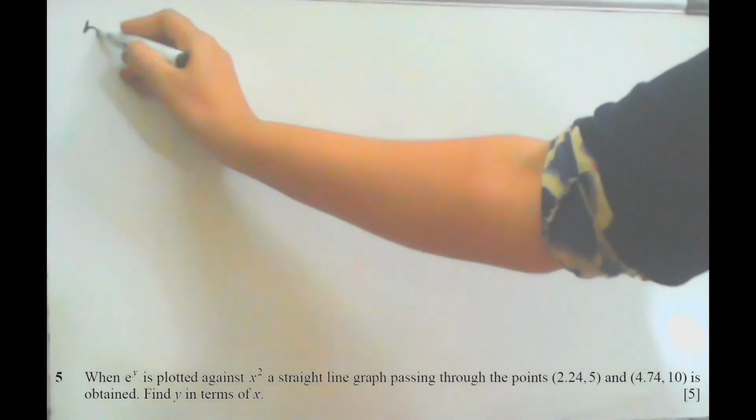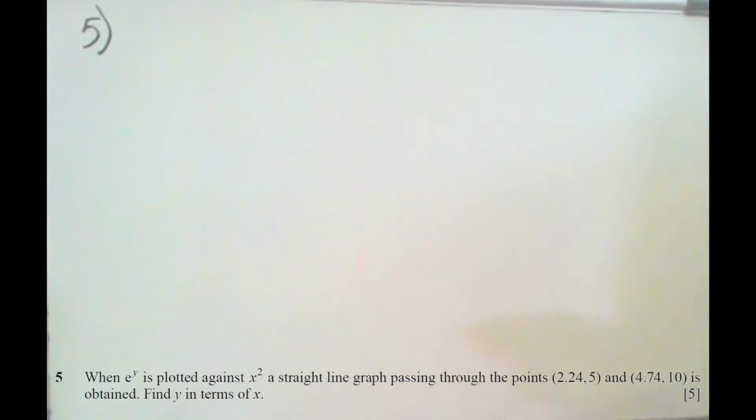Let us start with question number 5. When e power y is plotted against x square, a straight line graph passing through the points (2.24, 5) and (4.74, 10) is obtained. Find y in terms of x.